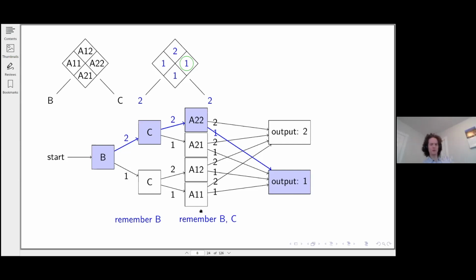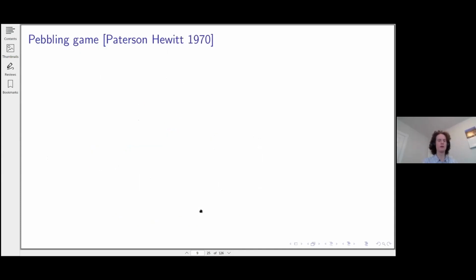So all of the lower bounds we have so far for the tree evaluation problem depend on making some kind of argument that the branching program needs to remember some information at some point. So next I'm going to introduce Pebbling games, which are a useful abstraction for reasoning about what this program might be remembering at any given point in time. Pebbling games were first introduced by Paterson and Hewitt in 1970.